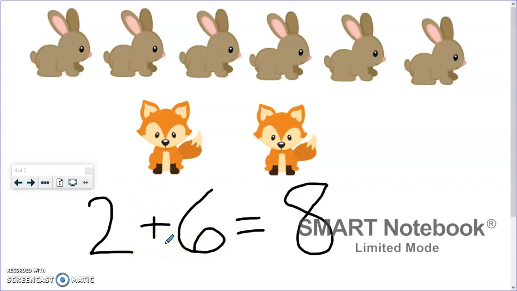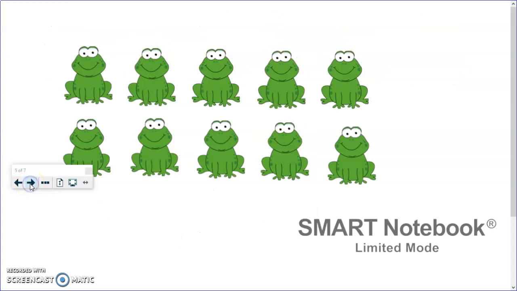Let's try a minus sign in the next one. We're going to do a subtraction problem together. Listen to the story. There were 10 frogs sitting in a pond. 3 of them got tired and jumped off to go to bed. How many frogs were still sitting at the pond? When we do subtraction, we have to start with the total number first. So let's see, how many frogs did we start with? 1, 2, 3, 4, 5, 6, 7, 8, 9, 10. There were 10 frogs.